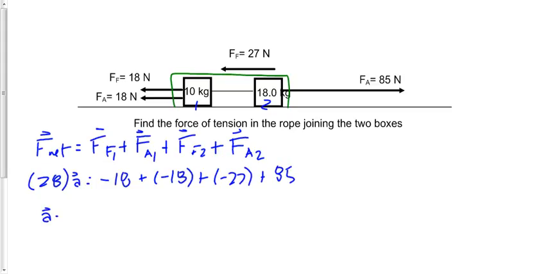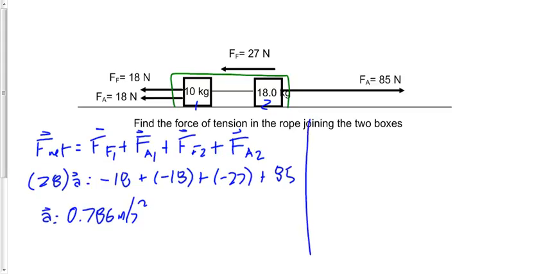What do we end up getting for the acceleration here? You got that, Natalie? You got that one? 0.786. Do you agree with that? Yes. Thank you. 0.786 meters per second squared. There's the acceleration of the system. There's the acceleration of object 1. There's the acceleration of object 2.